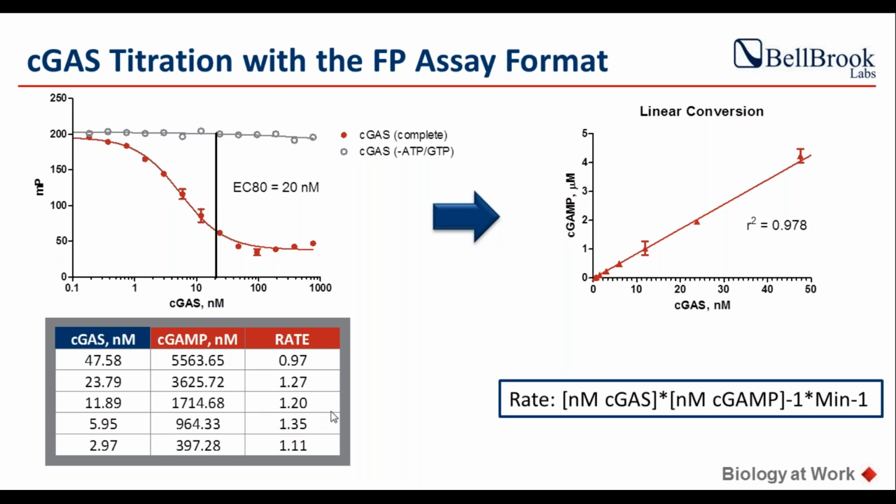And we calculated the rate, and here we are defining the rate as nanomolar cGAMP produced per nanomolar cGAS per minute. I know typically it's given in terms of nanomoles, but we've just defined it that way here. And it's close to 1 nanomolar cGAMP produced per nanomolar cGAS.